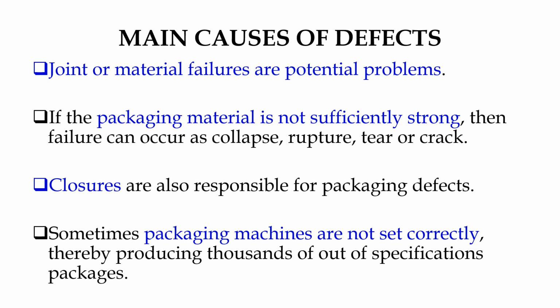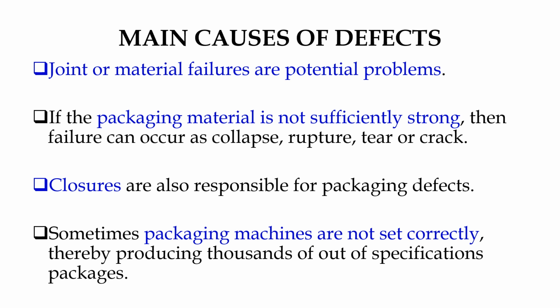The main causes for such defects are joint or material failures, which are potential problems. The material at the joining part actually causes the problem, like sealing not done properly, or lamination not covered properly. If the packaging material is not sufficiently strong, then failure can occur as a collapse, rupture, tear, or crack. If the joining material is not strong, then due to shipment hurdles or any sort of currents or waves, the packing can be opened up easily.